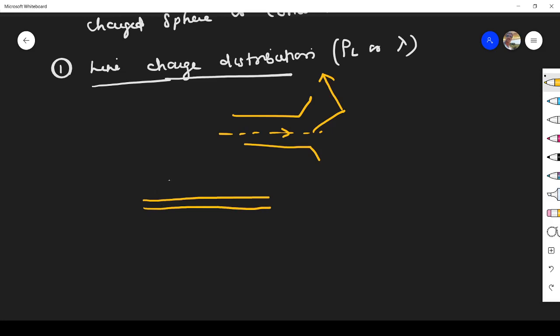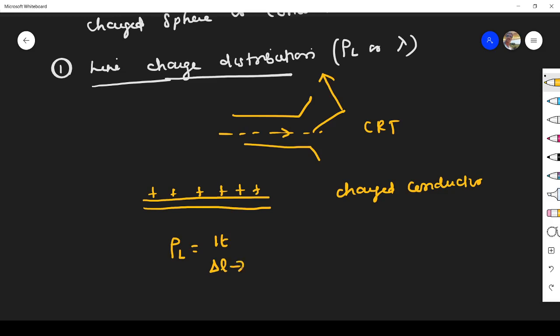So this is CRT, this is a charged conductor of small radius. What do you get? Here the charge distribution looks like a line charge distribution only. So how can we define line charge distribution? That is given by rho L is equal to limit del L tends to 0 of del Q by del L.